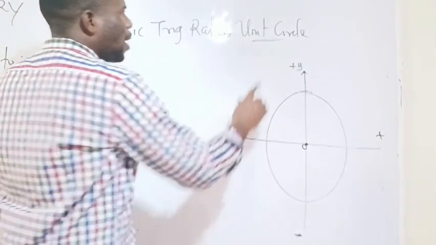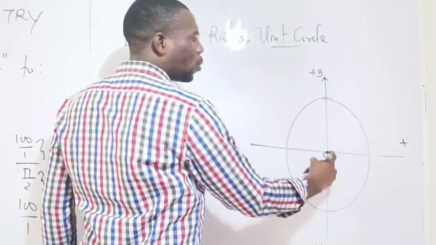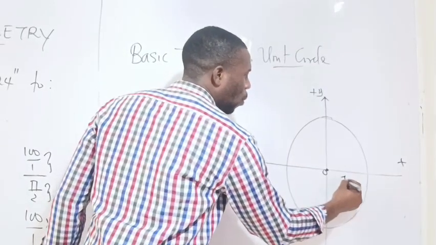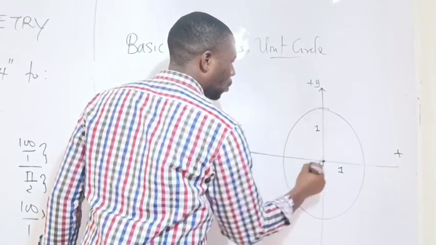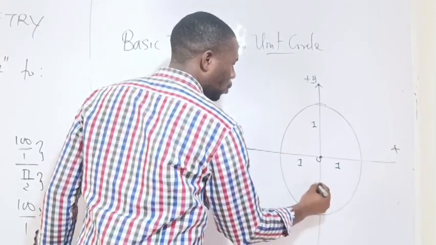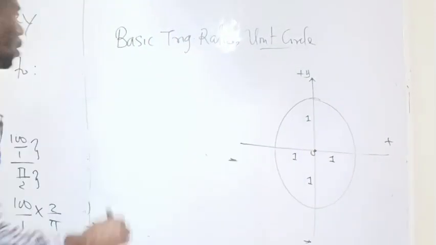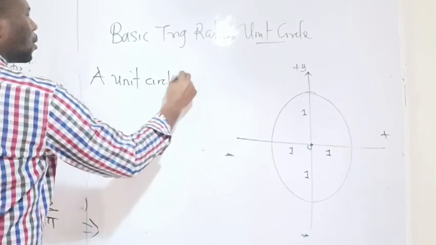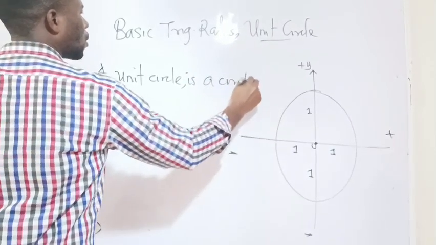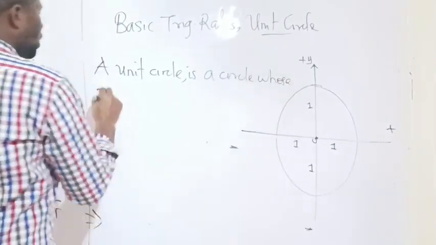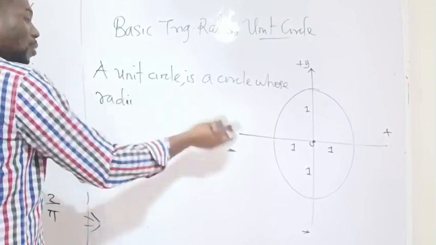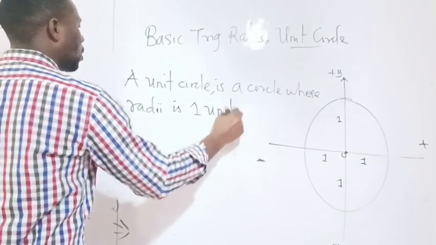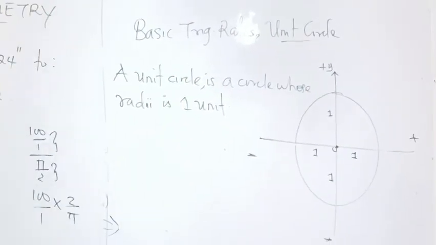Now, a unit circle is simply a circle whose radius is just 1 unit. So if I make the radius here 1 unit, this is how we define a unit circle. So we could say a unit circle is a circle whose radius, or we use the word radii since we have lots of them, is 1 unit. That's a unit circle.